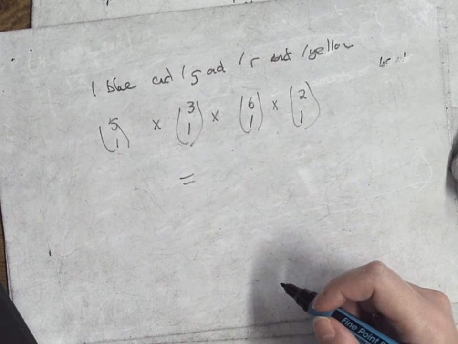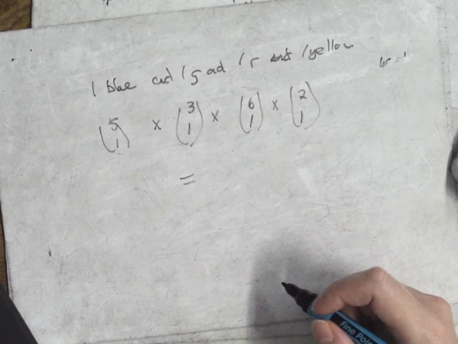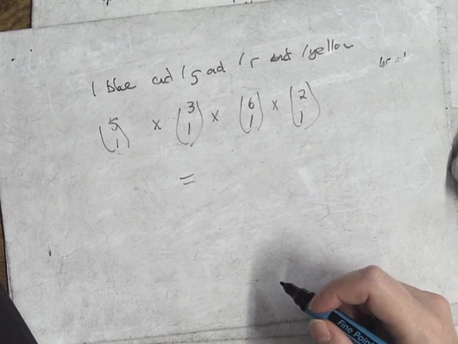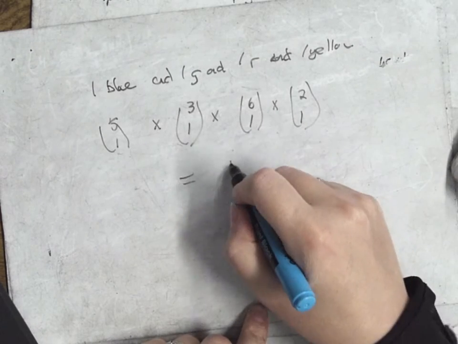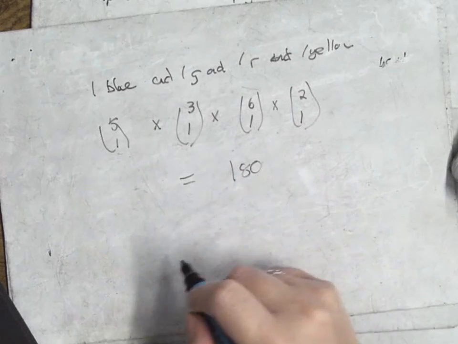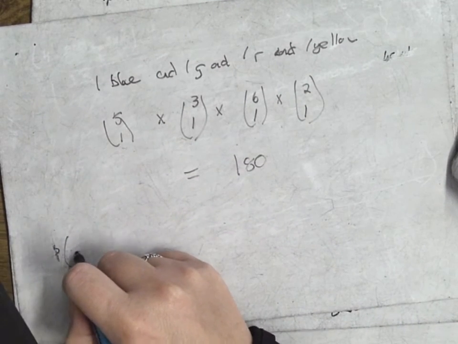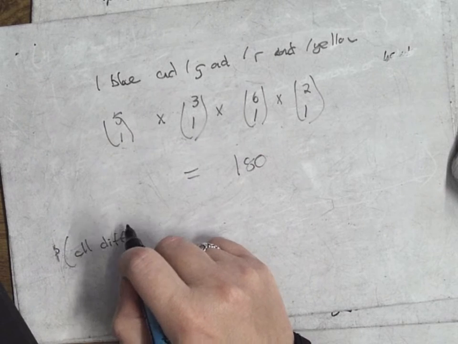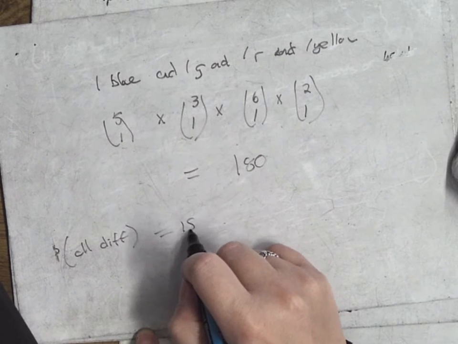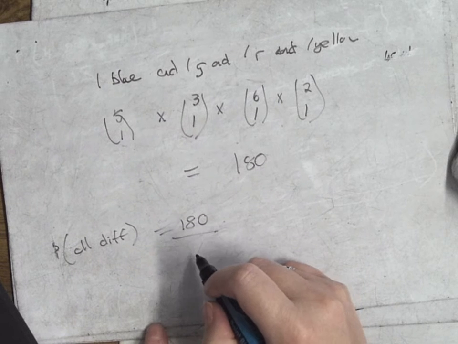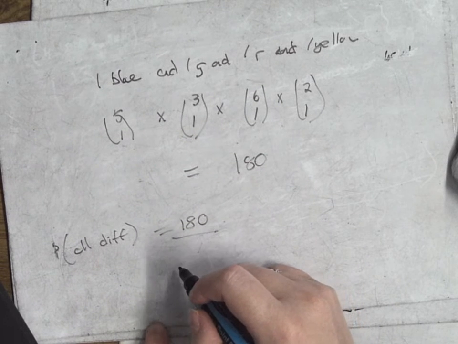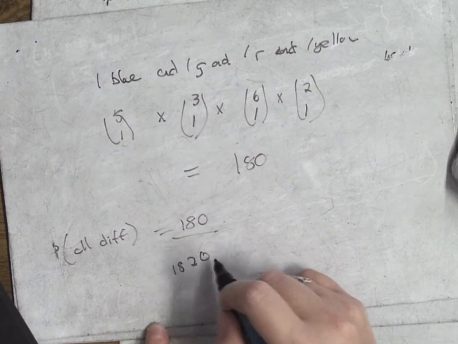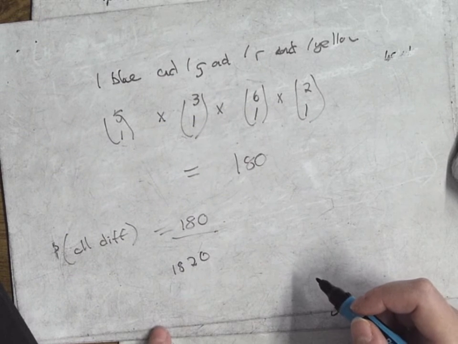Do they multiply it out for me? Which part is this? Part 3. When you multiply all that out, you get 180. Okay, so then the probability that they're all different colours: you have 180 ways of doing that, over the total number of ways, which you worked out earlier on, which is 1820.